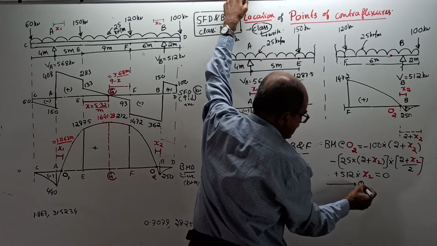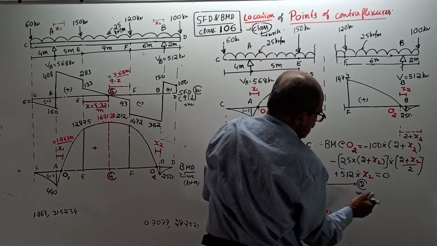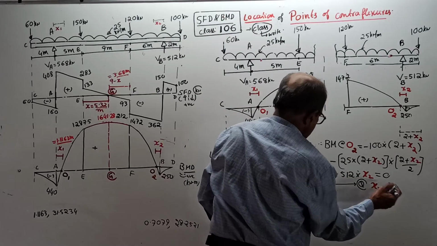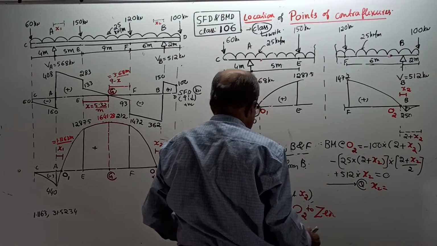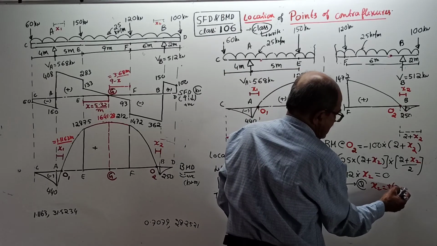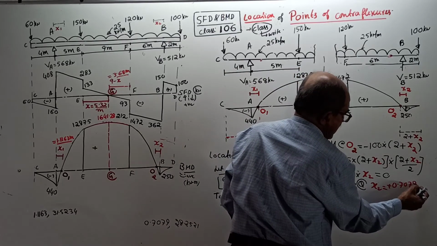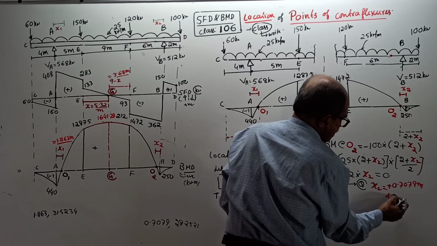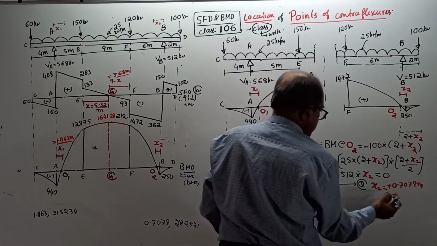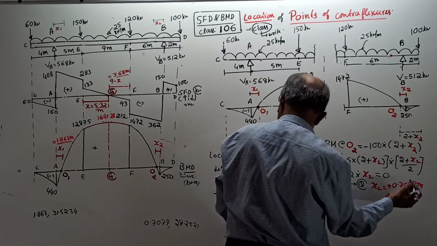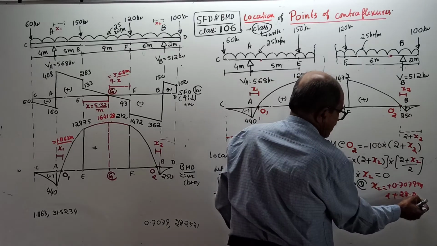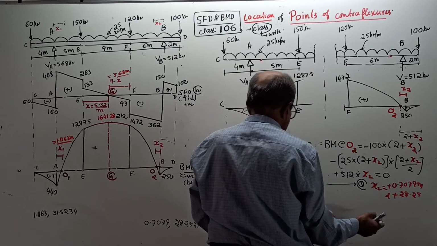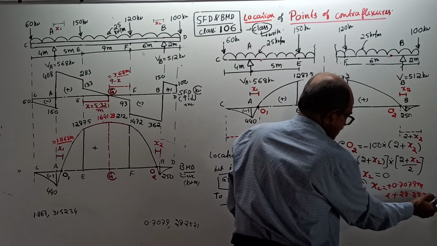Now same as last time, write the note here. This is a quadratic equation. Solve it. You will get x2 equal to, I already solved, plus 0.7079 meter, and the other value is plus 28 point. This I calculated because it is easy for me. Actually, if you want only the value, I can directly do it in the calculator.